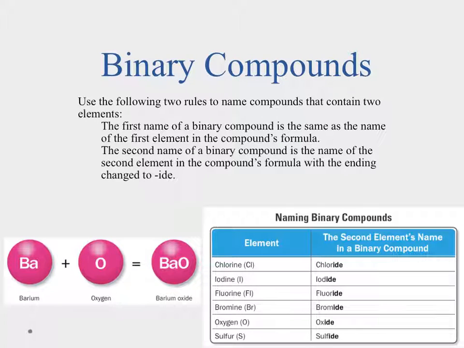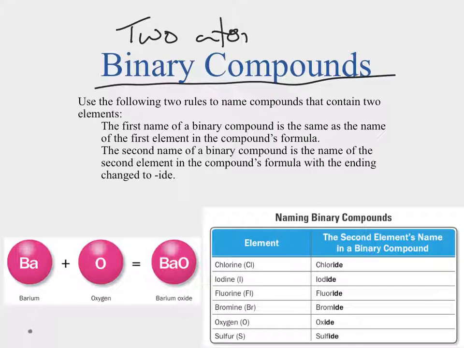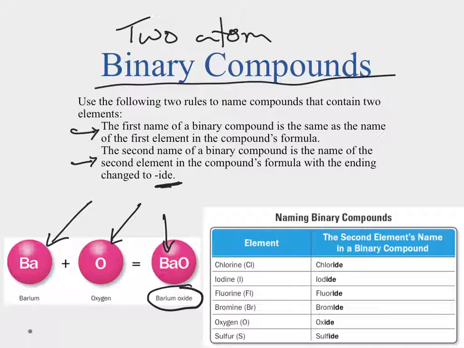Okay, let's take a look at naming real quickly. The easiest ones to name are what we call our binary compounds. The binary tells me that there are only 2 different elements. When we're naming them, there are 2 simple rules. The first part is we take the name of the first element in the compound. In our example here, our first element is barium, so that's the first part of our name. The second name in a binary compound is the second element, but we change the ending to -ide. So if we have barium plus oxygen, we make barium oxide.